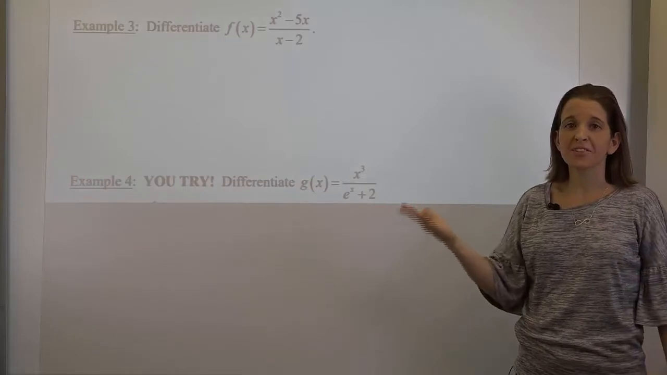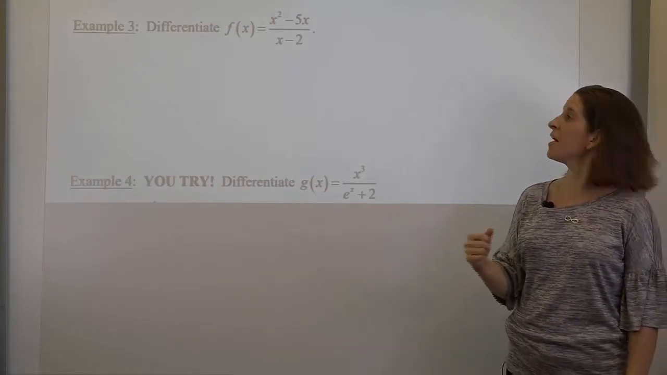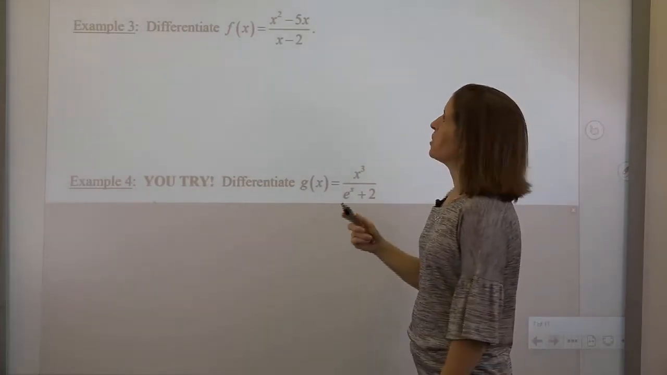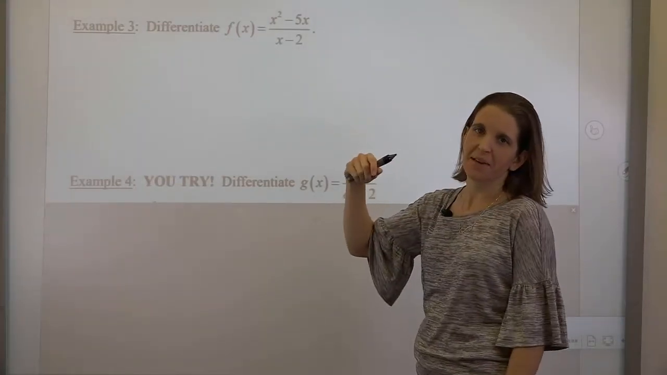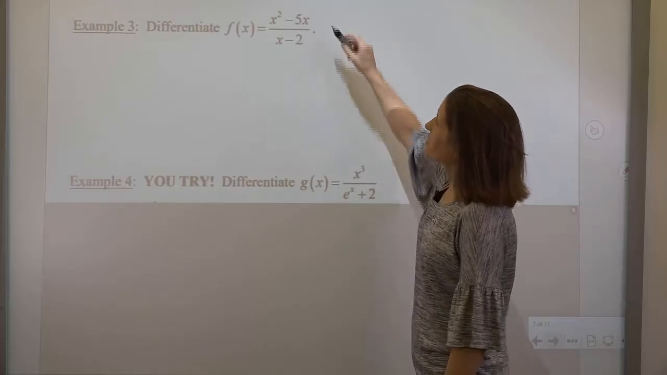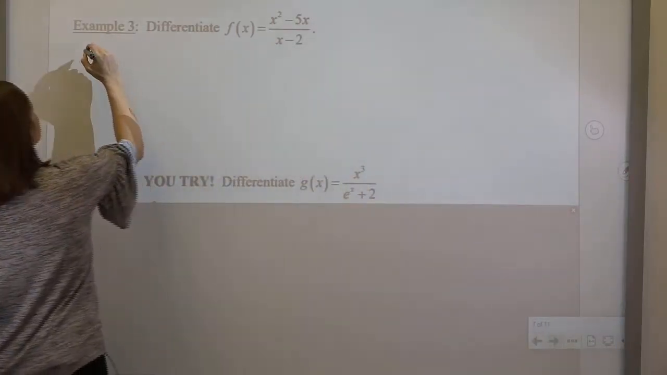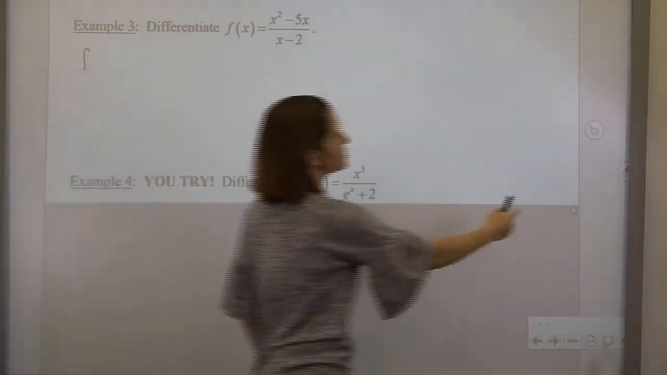All right, so let's actually try this on a real problem. So this I cannot avoid the quotient rule on. There's no way I can just simplify that and make it so that I can get around it. So we have a clear top and bottom, and we are going to do, let me get my blue.